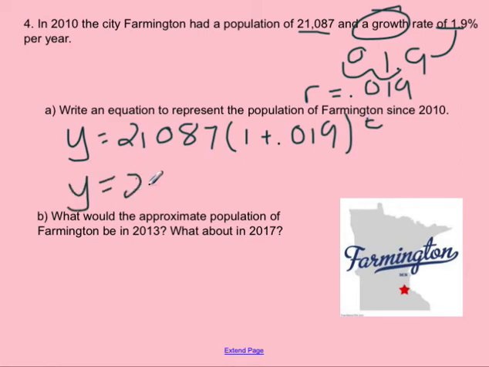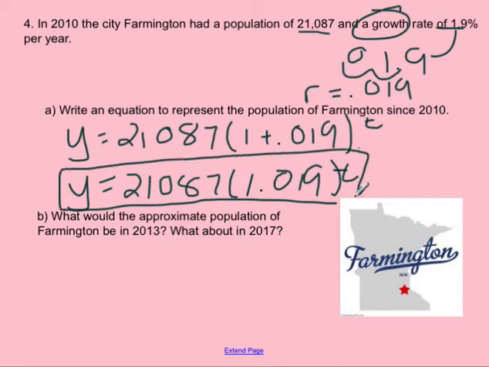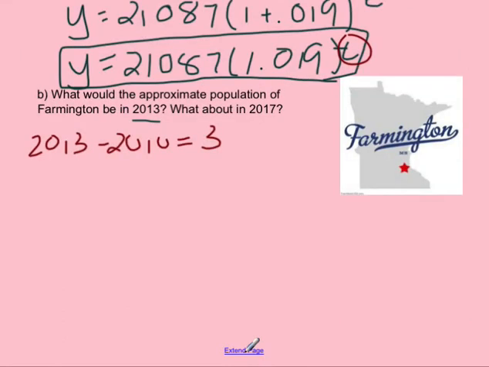Please make sure you actually add out that middle part when you're writing the equation. Don't be lazy, just add the two together. It doesn't take that much more work. So this is the equation that represents the growth in Farmington. So now we want to see what the population would be first in 2013. So we're going to do 2013 minus 2010 means that 3 years have passed. So we're going to plug in 3 for t for the first one.